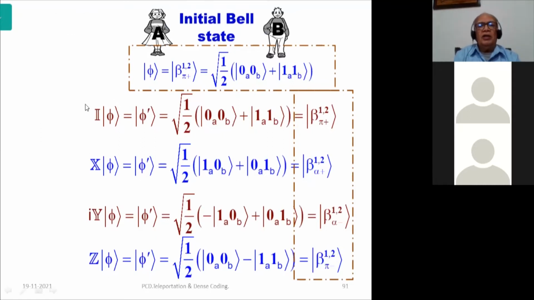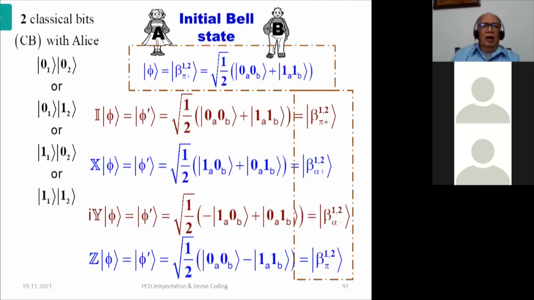So Alice has got a pair of classical bits, this one or this one or this one or this one. And depending on which pair she has, she performs either the unit operation or the Pauli NOT or the Pauli Y multiplied by i, which is the iY, or the Pauli Z. And the original vector phi, the original Bell state, gets transformed to a new Bell state, which is phi prime. But the phi prime is different in these cases.